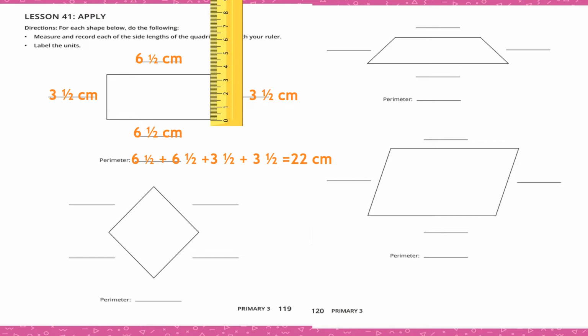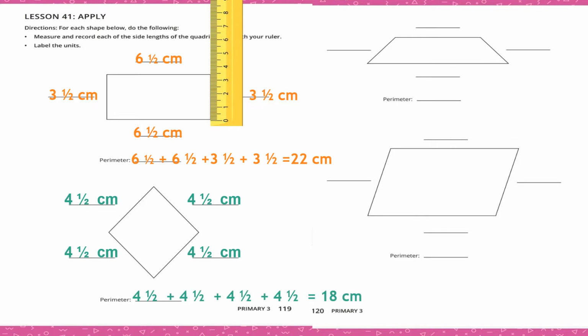The next one is rhombus. We said rhombus is a quadrilateral that has 4 equal sides. So if we know the side length of one side, it means all are the same. The first is 4.5 centimeters. So all of them equal 4.5. We wanted to find the perimeter, so we will add all of them together.